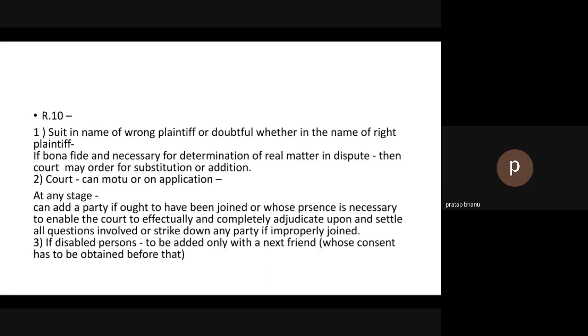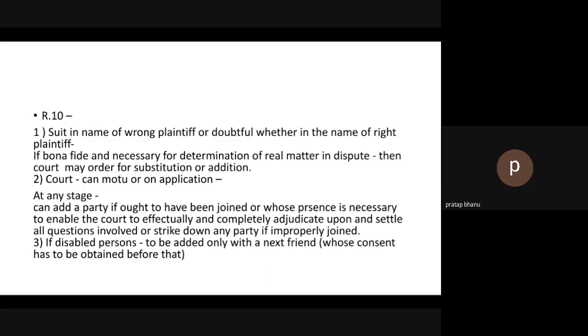So Rule 10. Rule 10 is nothing but a continuation of the earlier discussion that we were having. That if in a suit the name of the plaintiff has been inserted wrongly, or it is doubtful who is actually the plaintiff, and that insertion of wrong plaintiff or wrong name of the plaintiff, if it is bona fide and necessary for the determination of the real matter in dispute, then the court may order for substitution of such plaintiff or addition of a different plaintiff altogether.